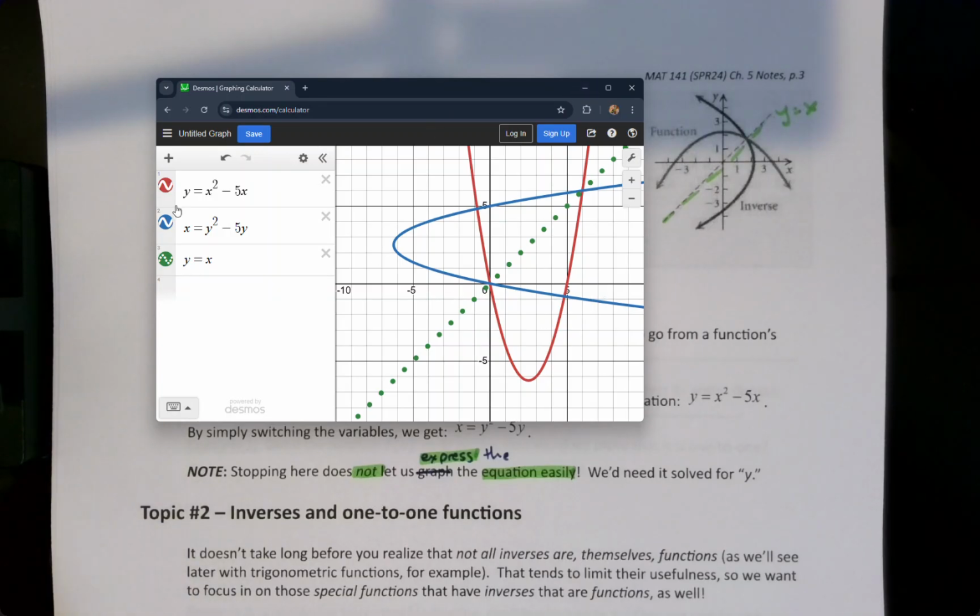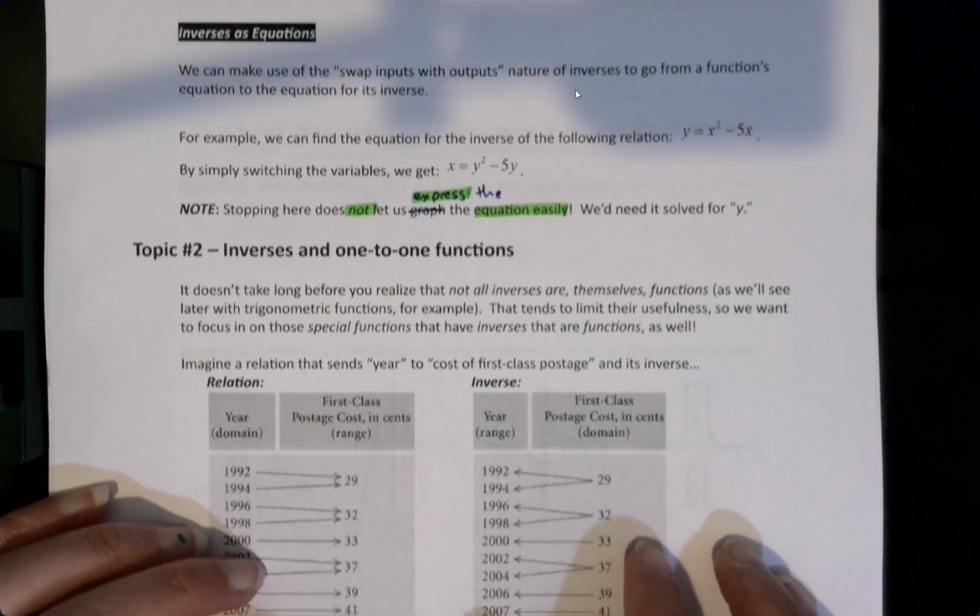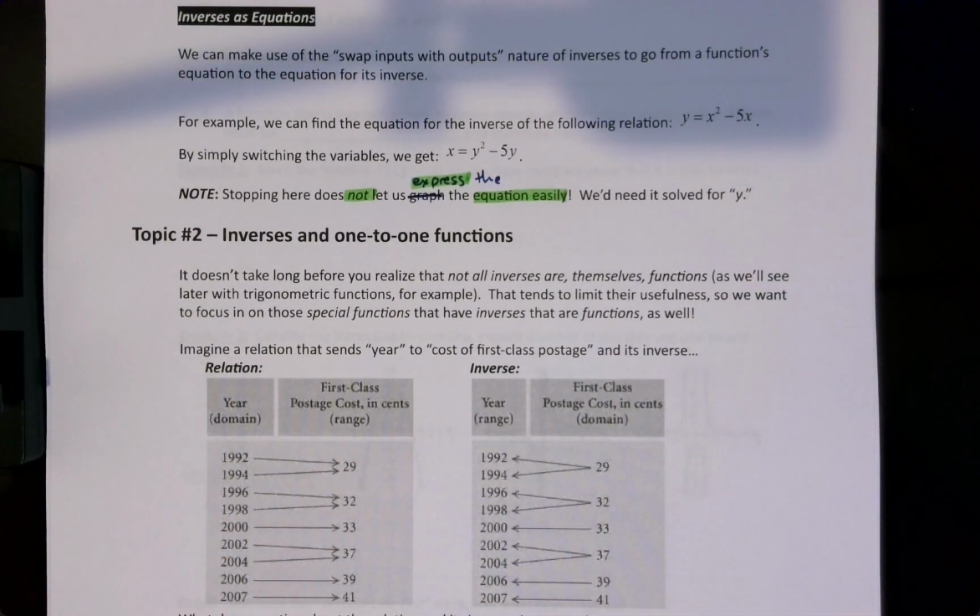The inverse is not a function, even though the original equation certainly is a function. That will pass the vertical line test. So now we look to see how we can determine if our equations will have inverses that are functions.